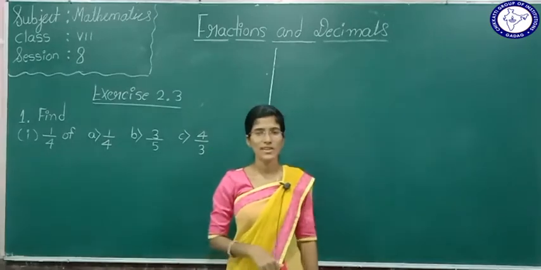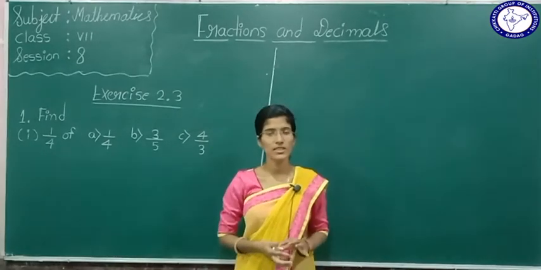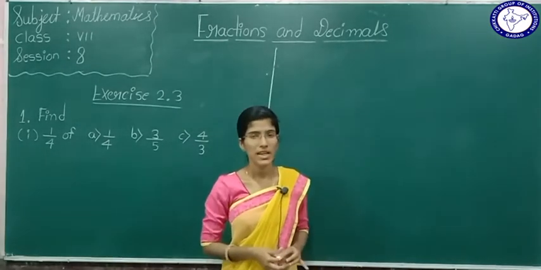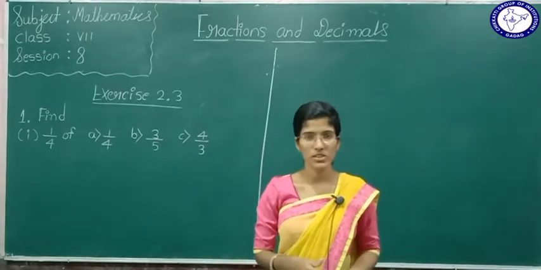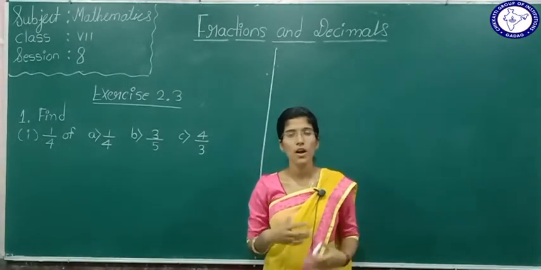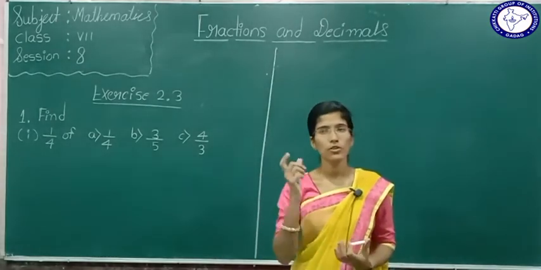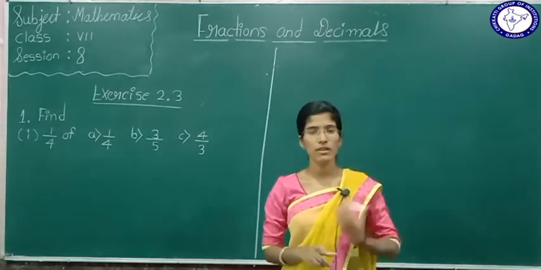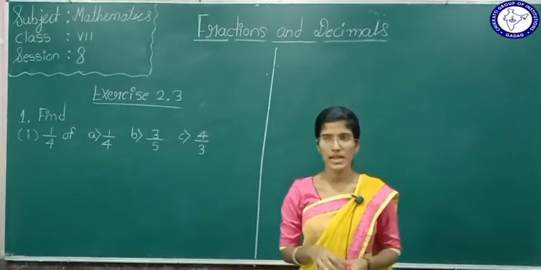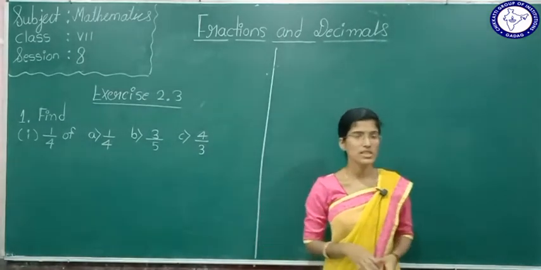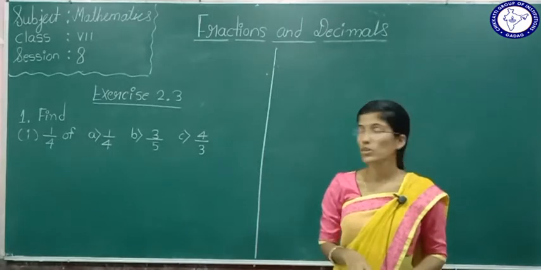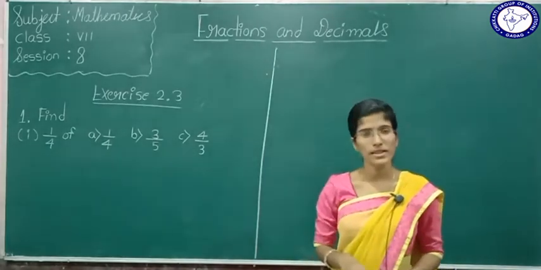Good morning students. In last class we discussed multiplication of a fraction by a fraction. We came to know how to multiply a fraction by a fraction. How to multiply? We do the product of the numerators divided by the product of the denominators. Based on last class, in today's class we are going to solve exercise 2.3.